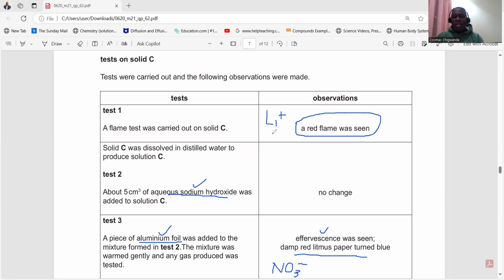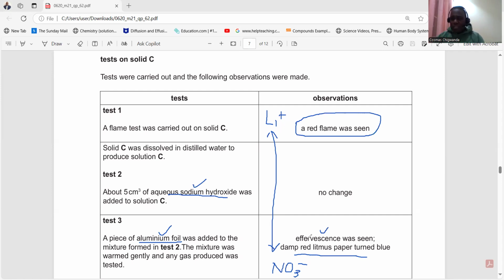So if you combine these two, this one and that one, these two actually will tell you that there is lithium nitrate, which is your salt here. All right, that's how this part of paper 6 works. You have to know the standard procedures that we use, okay?